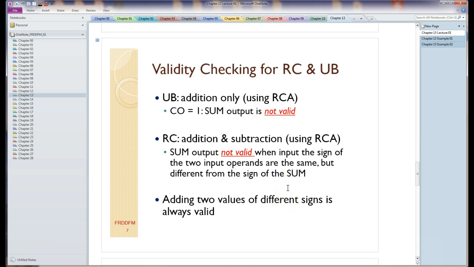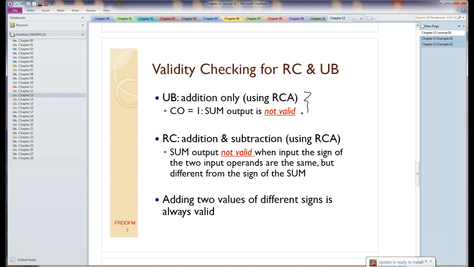So we have two different types of validity checks. One is for unsigned binary, which we're constraining to only do addition. The other one is for signed binary, which we're going to allow ourselves to do both addition and subtraction. For unsigned binary, we're going to use a ripple carry adder.